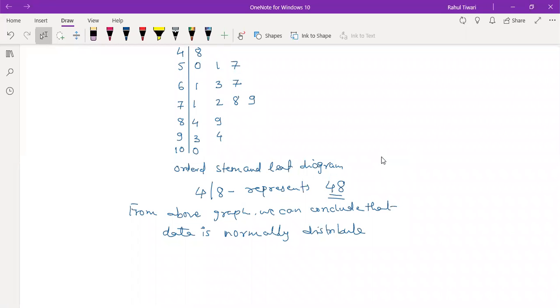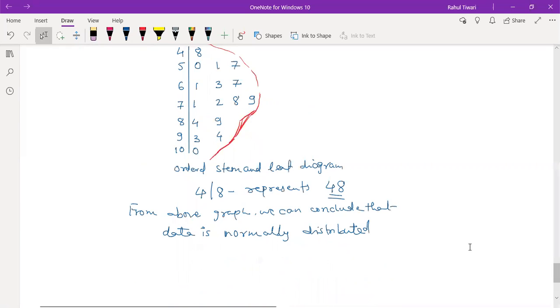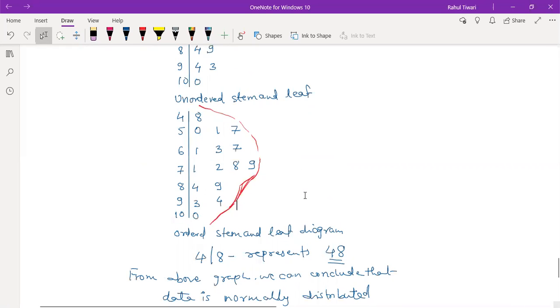Data is normally distributed. If you just rotate this graph, you simply draw it like this, you may find that the graph is approximately normal. It looks like a normal. It is not moving to the positive side, not moving to the negative side. So that's why I may conclude that from the above graph your data is normally distributed. This is the technique you have to use for a stem and leaf diagram.